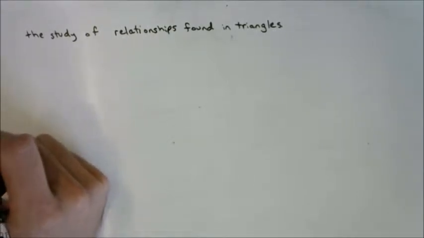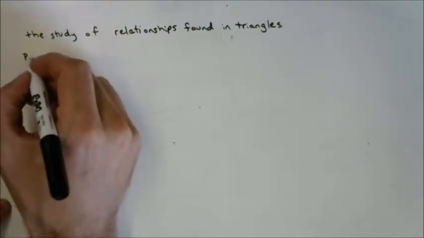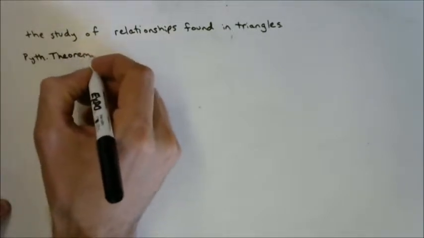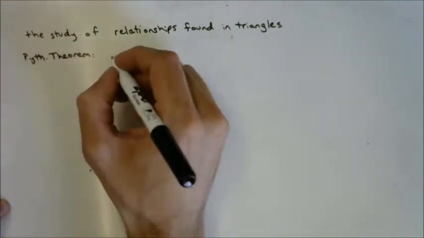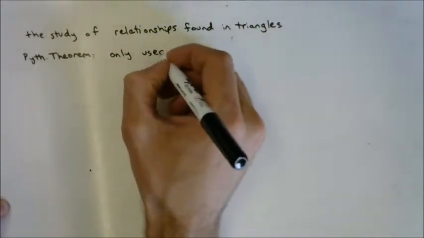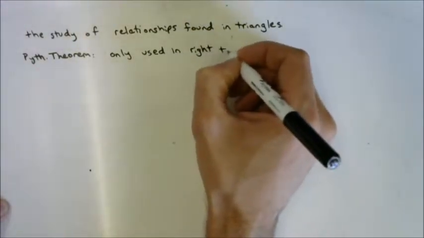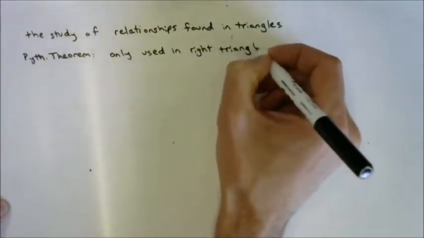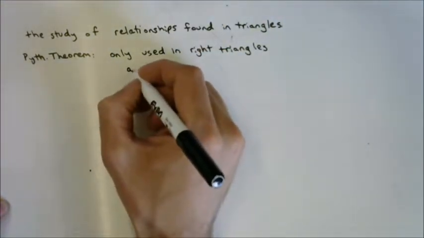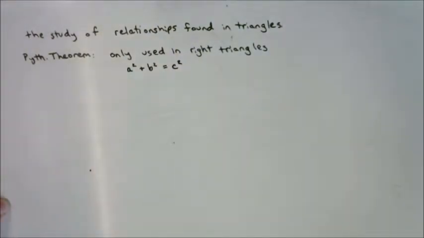Some things we need to know about Pythagorean Theorem. What is Pythagorean Theorem? When can you use it? When are you allowed to use it? I don't know, but it's like a squared plus b squared equals c squared. Yep. Only used in right triangles. And you are right, it is a squared plus b squared equals c squared.